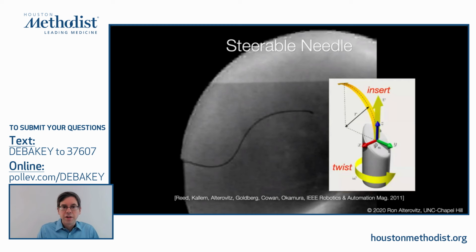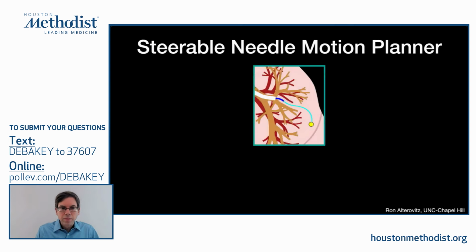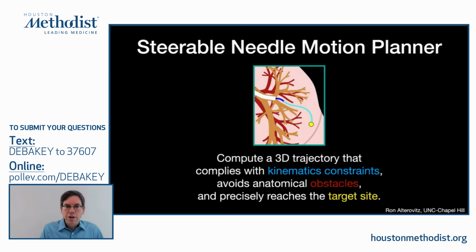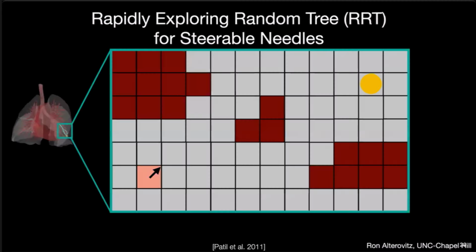We can twist the needle at its base to change the direction the bevel is pointing, which enables us to change the direction of the steering and follow curves like the one in the X-ray image. The task of the steerable needle motion planner is then to compute a 3D trajectory that complies with the kinematic constraints, avoids the anatomical obstacles, and precisely reaches the target site.